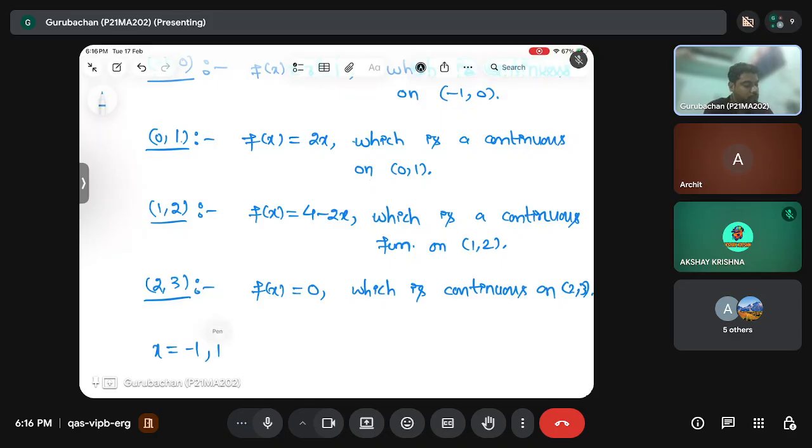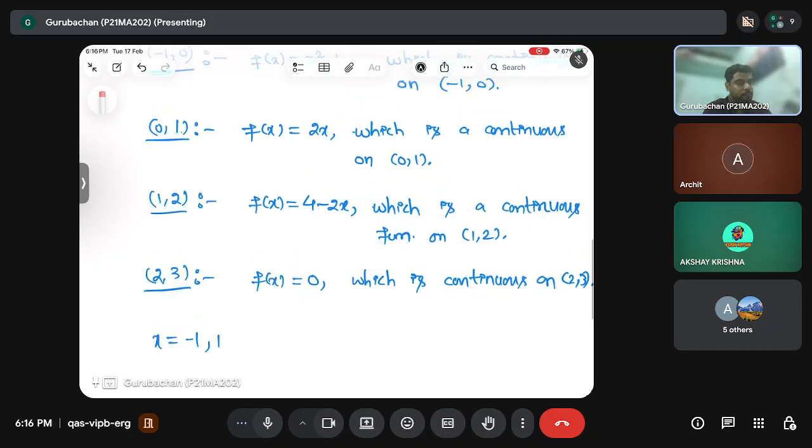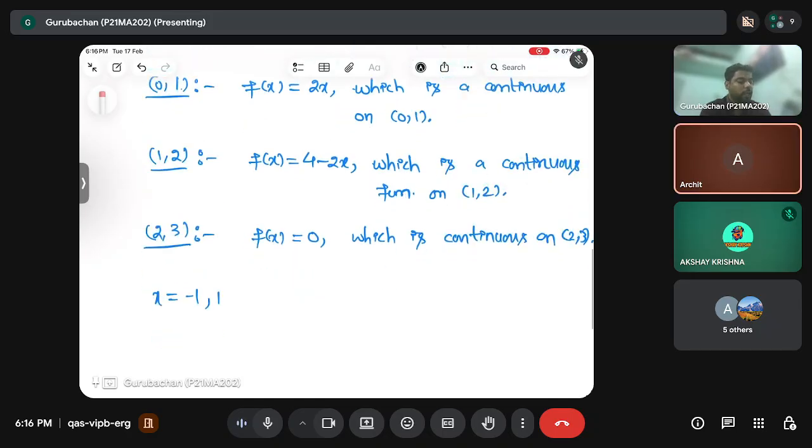1. What about 2? No, sir. 2 is not included. What about 3? Not included. So we only need to talk about x equal to minus 1 and 1.